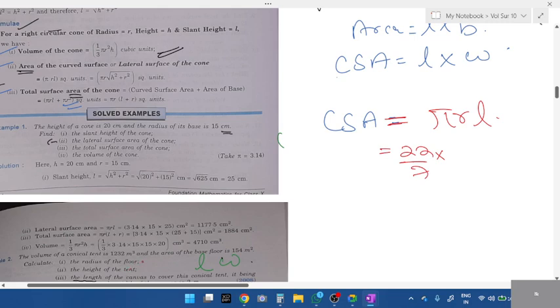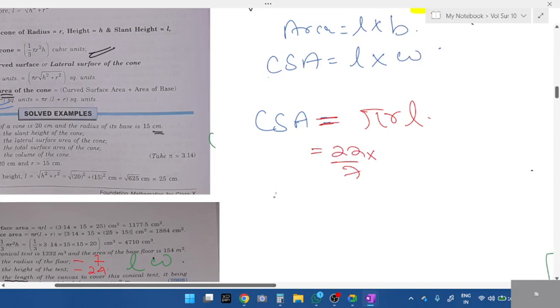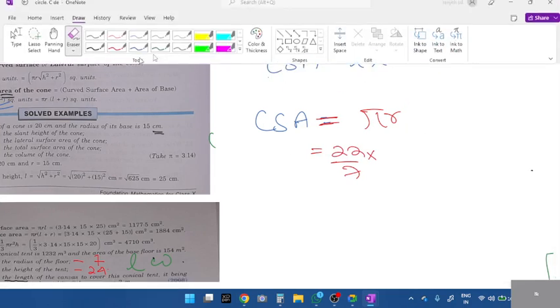What are the two things we found? Radius and height. What was radius? Radius was 7 and height was 24. L is not given. So in place of L, now what are they told? Square root of R square plus H square. We have to use R square plus H square. This is the formula, students.